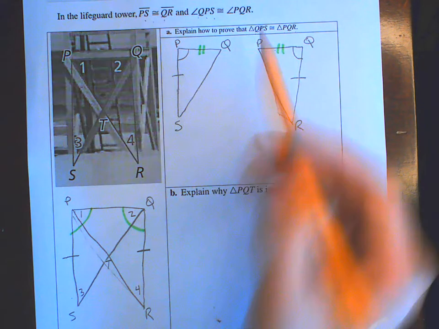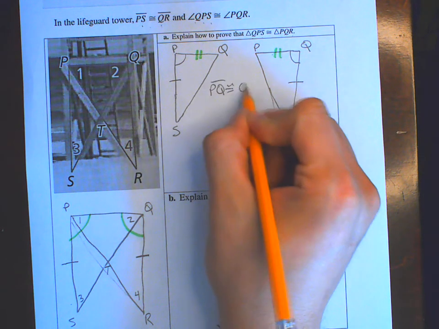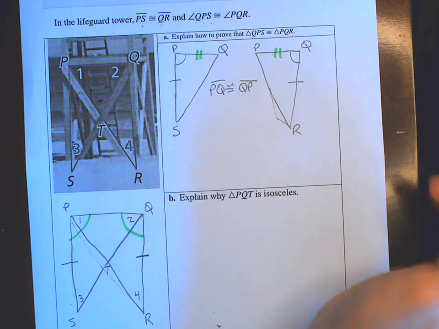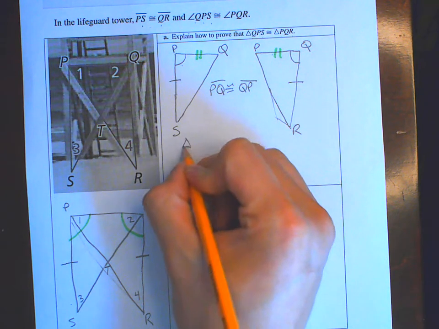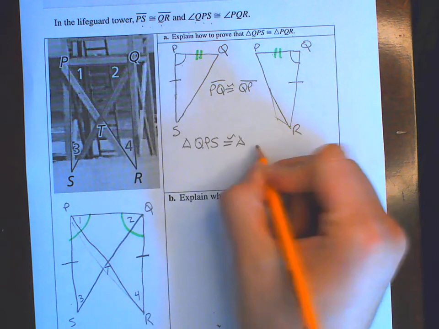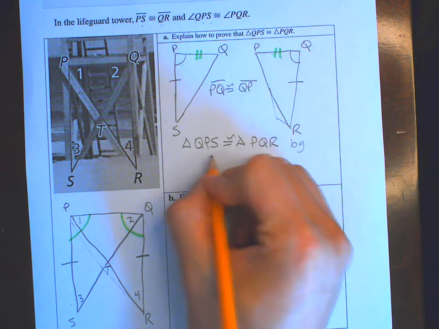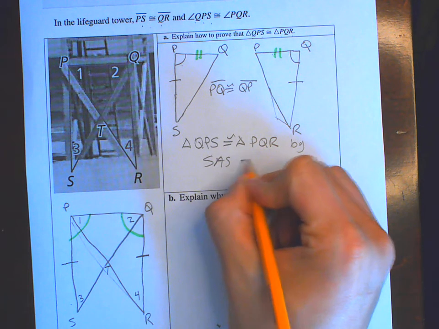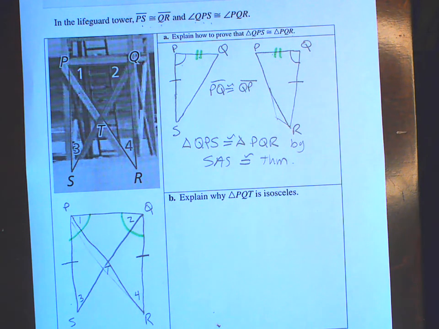So therefore, you have PQ congruent to QP. And now you have side angle side, side angle side, and therefore the triangle QPS is congruent to triangle PQR by the side angle side congruence theorem. Now, this isn't a formal proof, but we could turn this into one.